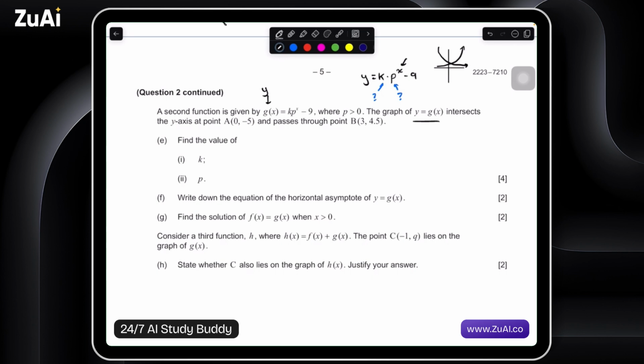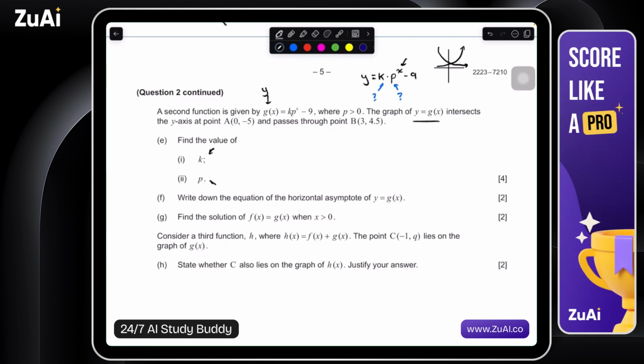And the question is, the first part of it is find the value of k and then find the value of p. Okay, so this one's kind of tricky. If we're looking at this function right here, y is equal to k times p to the power of x minus 9, we have 1, 2, 3, 4 unknowns. And how can we solve for k? k is this value right here. It's kind of a tricky question, but they give us these 2 points, (0, -5) and (3, 4.5).